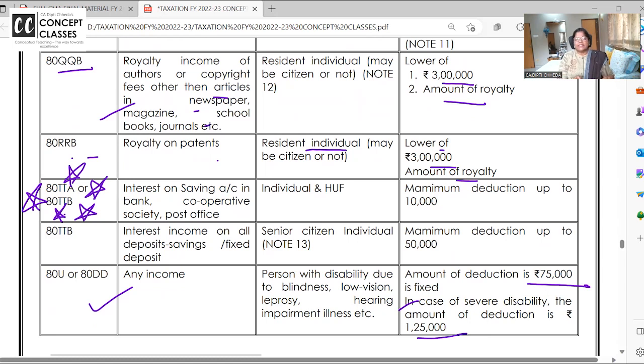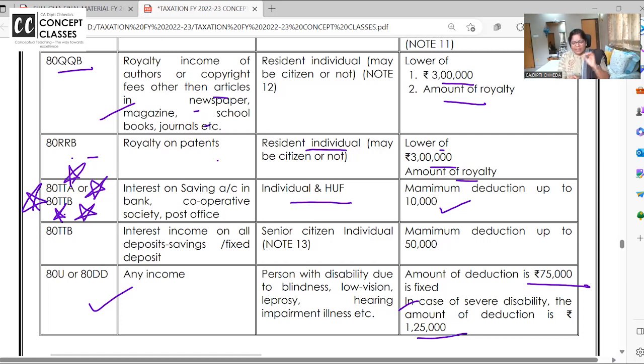80TTA versus 80TTB. This is the deduction given to every individual or HUF when you get saving account interest. Ma'am, when will we get which one? Listen carefully, coming in 5 minutes. 80TTA deduction is given for your saving account interest, whether in a cooperative bank, a nationalized bank, or a saving account in the post office. Wherever you have a saving account, you get a deduction of maximum up to 10,000 in 80TTA.